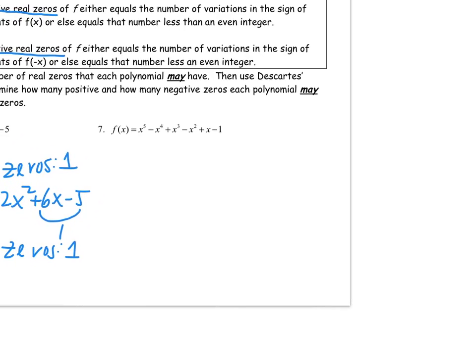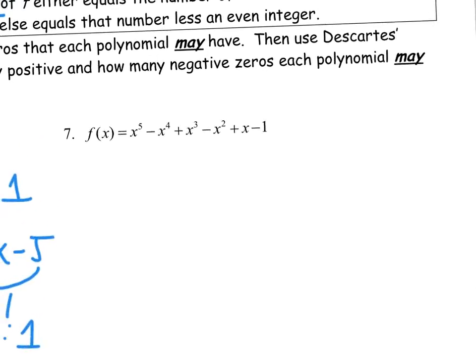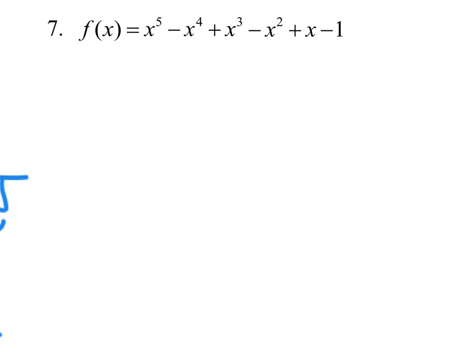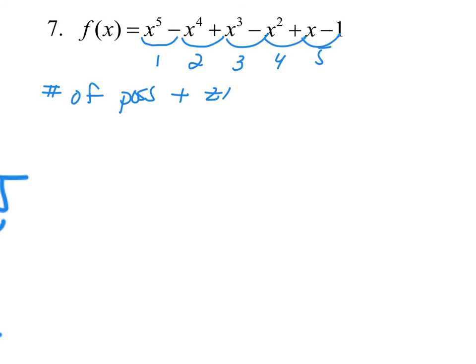Now this next one is a little bit more exciting. Okay, let's do the same thing for this one. Alright, let's first count sign changes. So it goes from a positive to a negative, there's 1. Negative back to positive, there's a second one. There's a third one. There's a fourth one. There's a fifth one. So the number of possible positive zeros is 5.